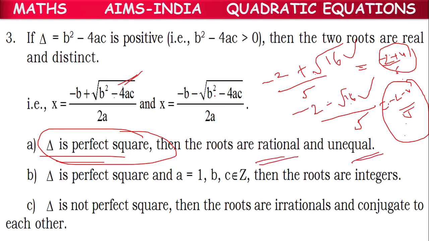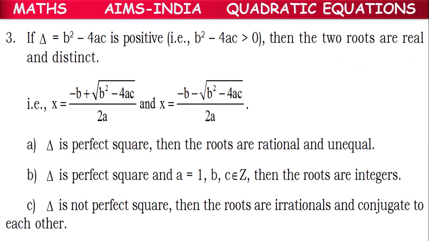If b square minus 4ac is a perfect square, then it will have a root value, and the roots will become rational numbers, unequal. Whereas if it is not a perfect square, then the number under the root doesn't have an exact root. As it doesn't have an exact root, the roots will become irrational numbers.